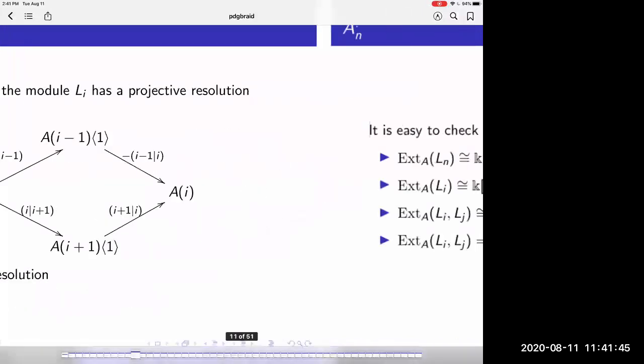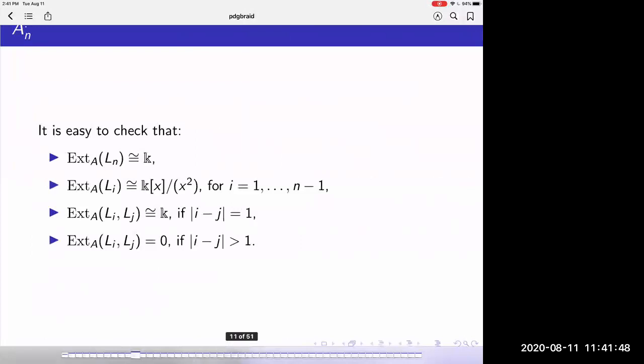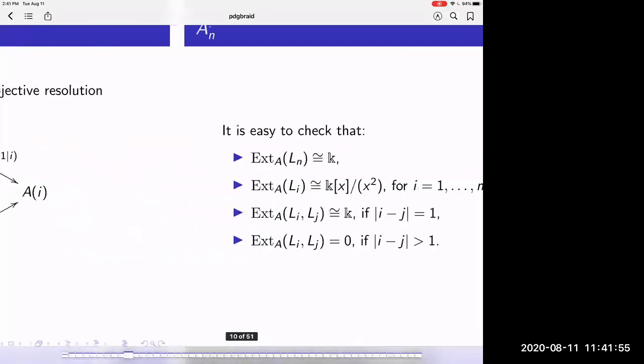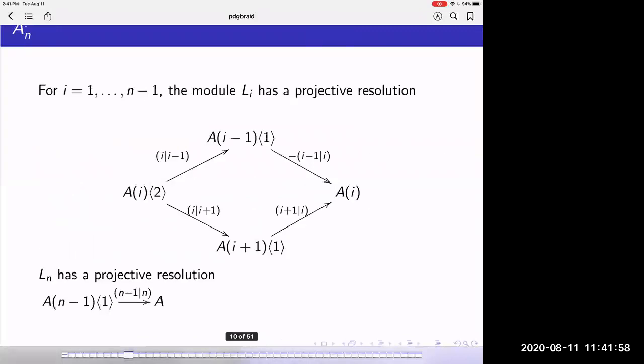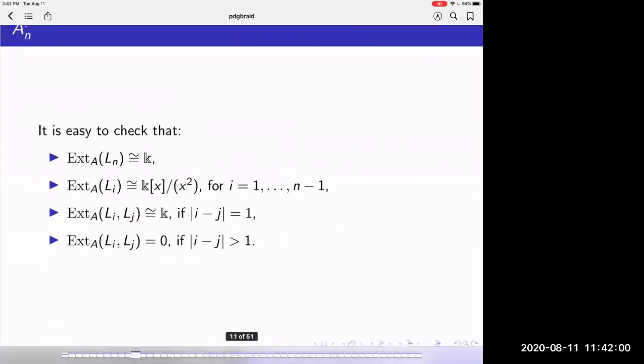Okay, so from these projective resolutions, one could easily calculate Ext properties between these simples. From this note at the bottom about the projective resolution of L_n, one could see that the Ext algebra of L_n is one-dimensional, and the Ext algebra of all the other simples is two-dimensional, which is what we should expect from Koszul duality. It's this two-dimensional algebra k[x]/x squared. And the Ext algebra between neighboring simples is one-dimensional. And finally, the Ext algebra between distant simples is 0.